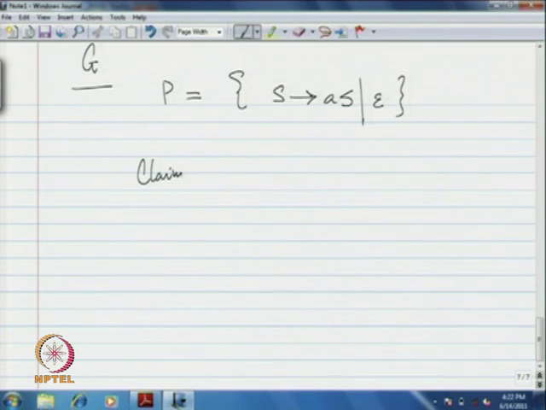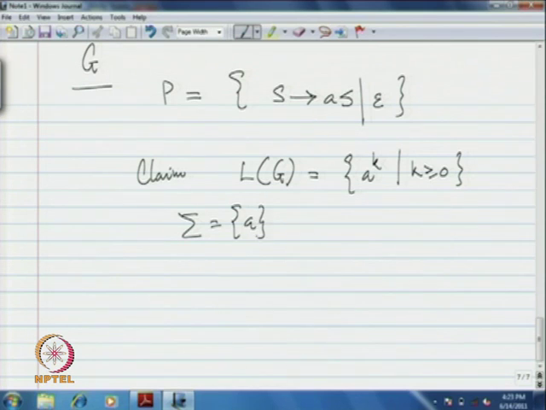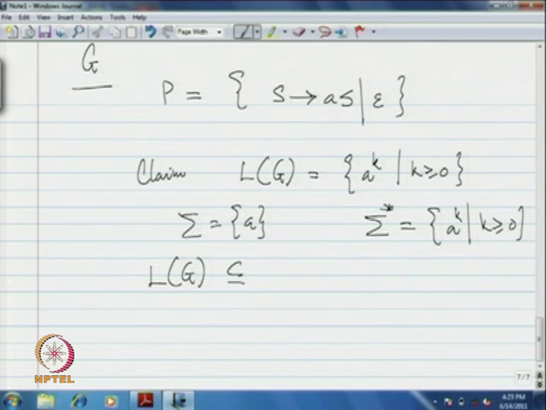The claim now is that the language generated by this grammar is sigma star. As you understand here, what are the strings that you can derive using L of G, that first we have to look at. If sigma is the singleton a under consideration, what is sigma star? This is precisely a power k such that k is greater than or equal to 0, and one can observe that whatever strings you generate in this grammar form a subset of sigma star, as discussed earlier.